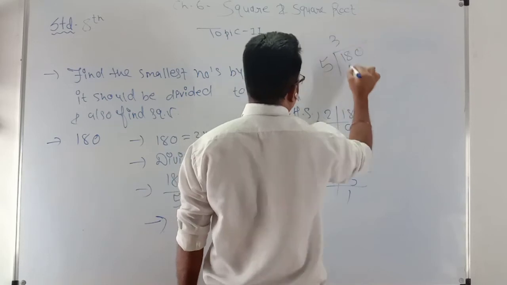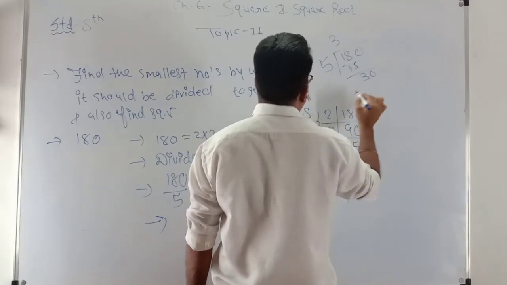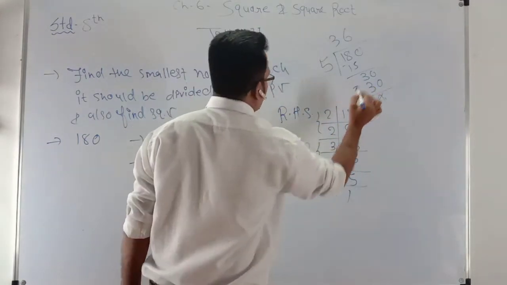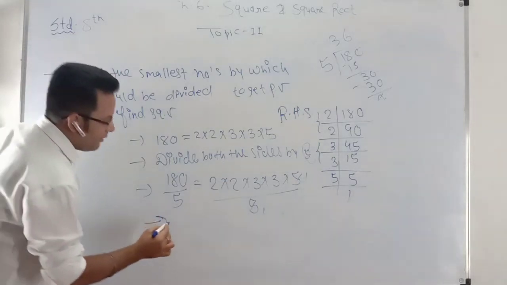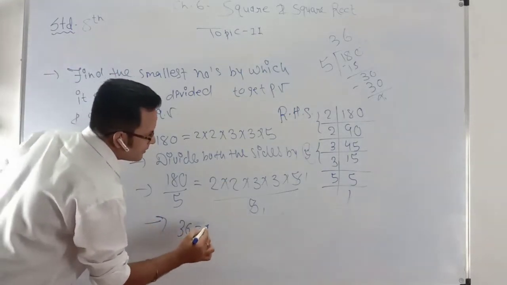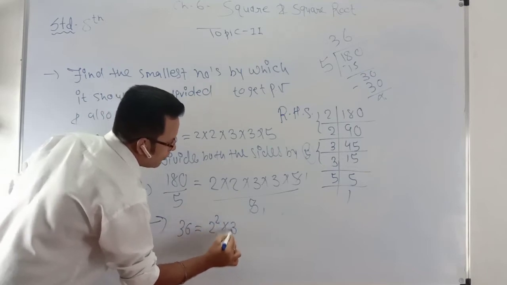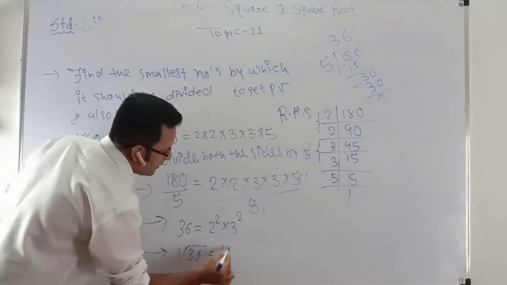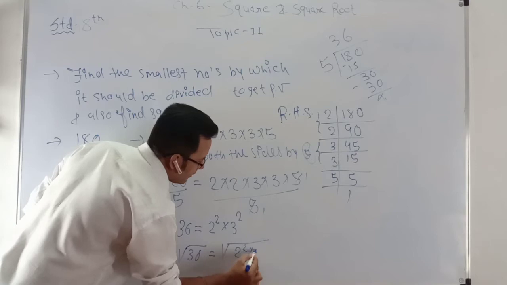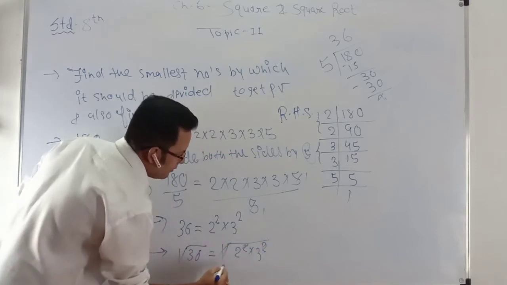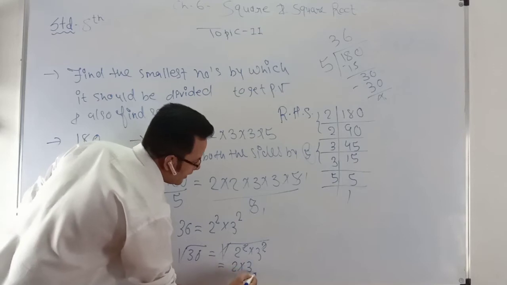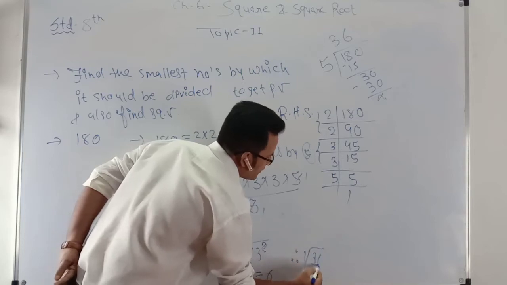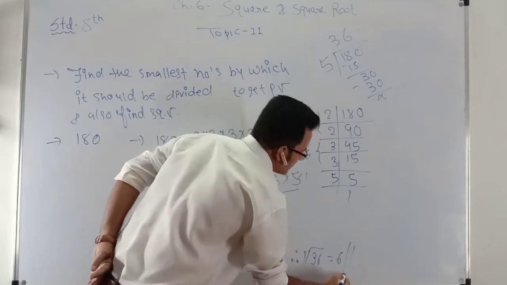180. 5 3s are 15 and 5 6s are 30. Okay, so you got 36. When you divide 180 by 5, you get 36, which is equal to 2 square into 3 square. Now use the square root of 36, which is 2 square into 3 square. So it will be 2 into 3, which is equal to 6. Therefore, the square root of 36 will be 6.